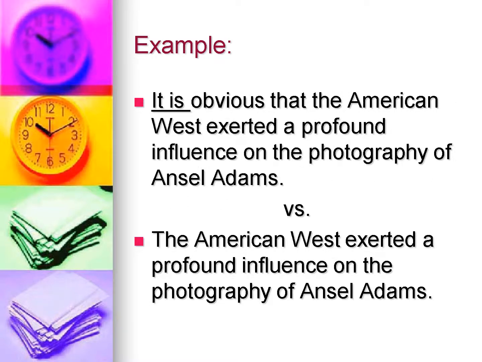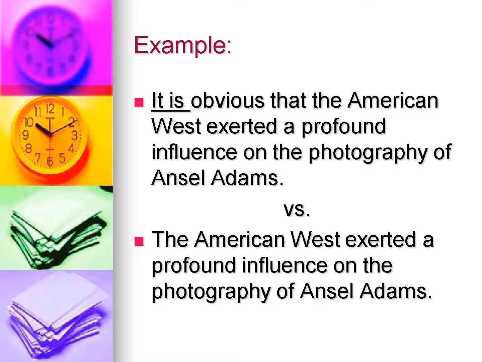Here's another example, this time using the it is. It is obvious. Notice that it is not a pronoun replacing another noun. It's just, it is obvious, a meaningless sentence holder. It is obvious that the American West exerted a profound influence on the photography of Ansel Adams. Versus, if we try to get rid of that expletive, we say something like, the American West exerted a profound influence on the photography of Ansel Adams.